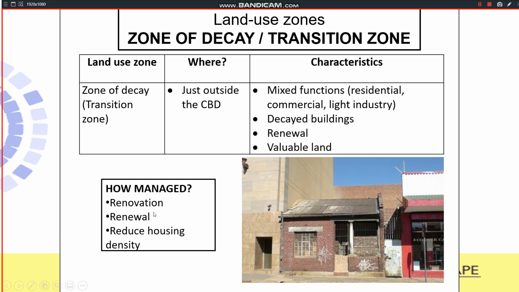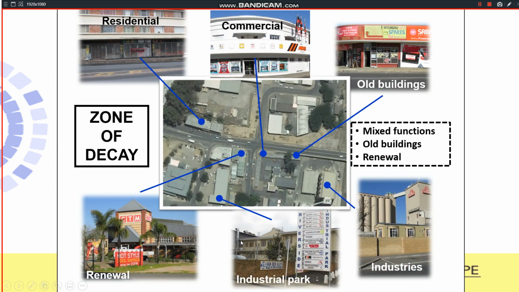How is it managed? Right. There's a lot of renovation going on. In other words, new buildings are erected. There's renewal, right? And it's also reducing housing density, right? Because of renovation and renewal. Right. Now let's look at all the land use zones collectively as they are.